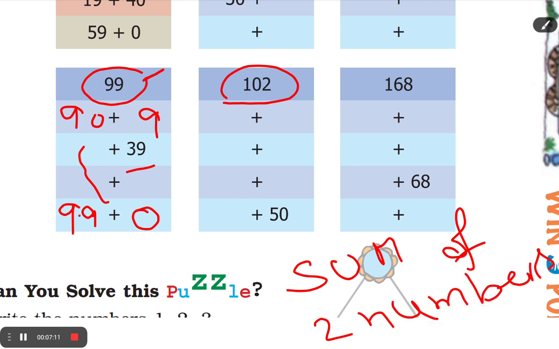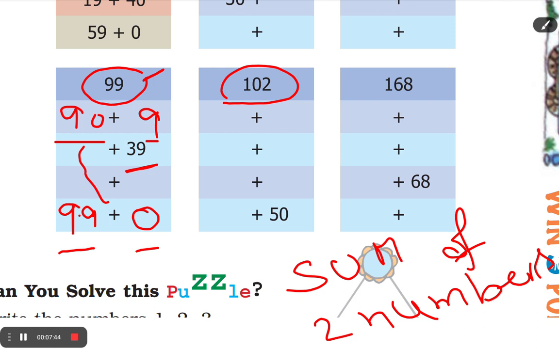Okay, so these are all the examples, or these are all the problems we did. Suppose you have taken 99. So 99 I am writing as the sum of two numbers as 90 plus 9. 99 I am also writing as 99 plus 0. 99 plus 0 is 99. Similarly, here he has given you 39. He gave one number, 39. So you should get 99.